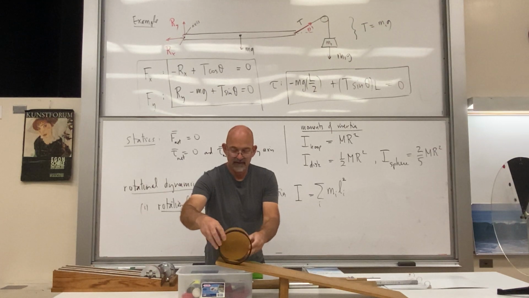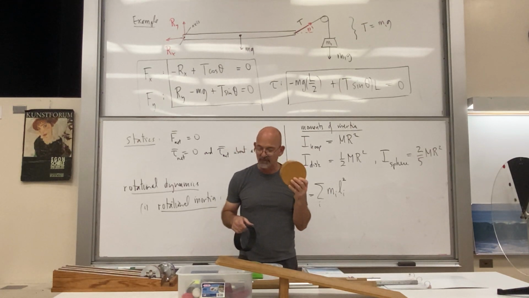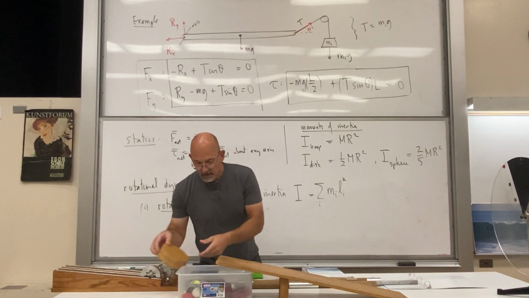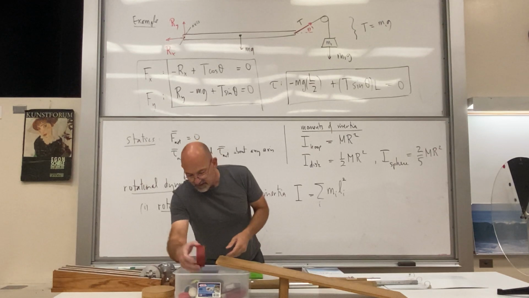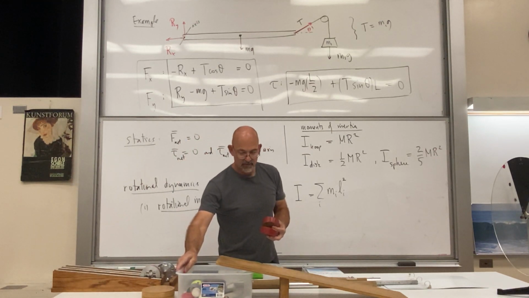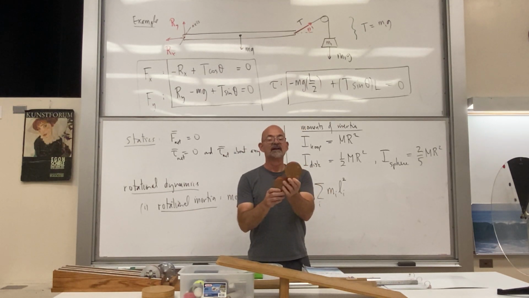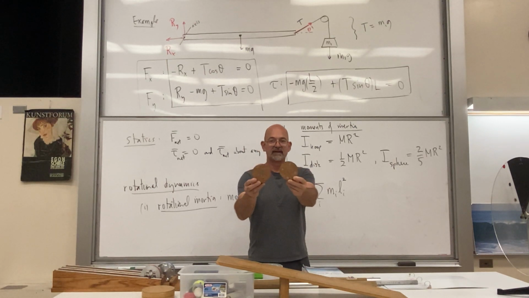Okay. Once again, the disc versus the hoop. Okay. The disc is rolling much faster. A related example is these two wooden discs. They've had steel plugs put in them, and I think you can see that.